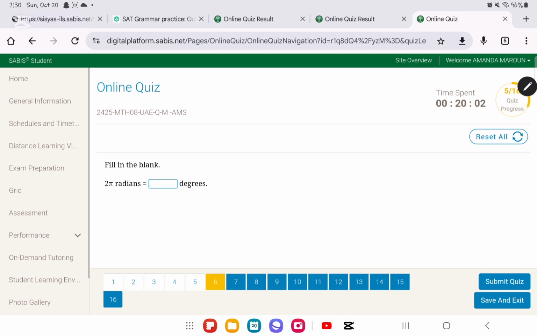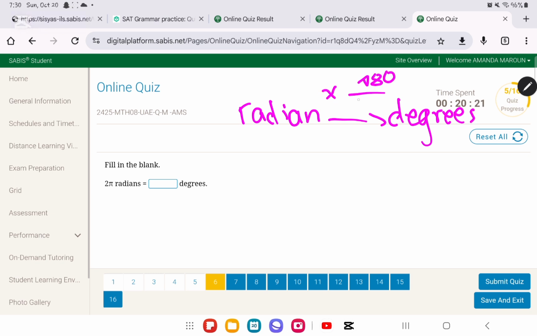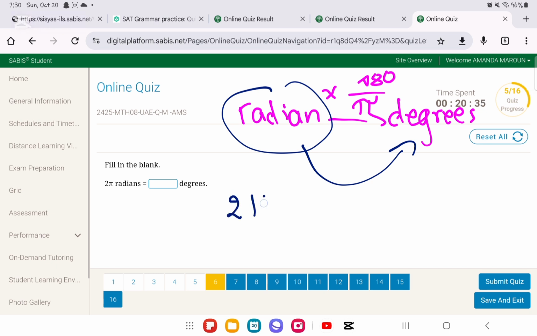Question number 6. This is a nice question. When we convert from radians to degrees, we multiply by 180 over pi. So remember, anytime we're going from radians to degrees, we are going to multiply by 180 over pi. So if we have 2 pi radians, how many degrees is it?